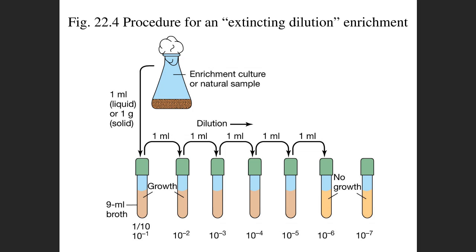Another different enrichment scheme or method is by extinction dilution. Right. So if you start with 1 ml of liquid, and you do 1 to 10 dilution, 1 to 10 dilution, and if you have 100,000 bacteria, you will keep being diluted, and you understand at some point you're going to run out of bacteria per ml, right?